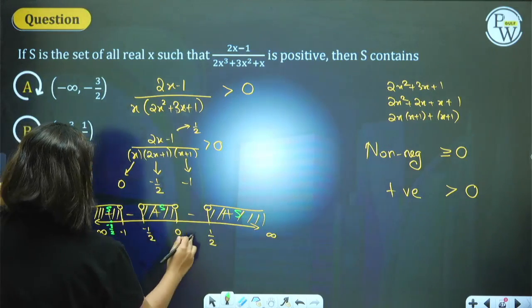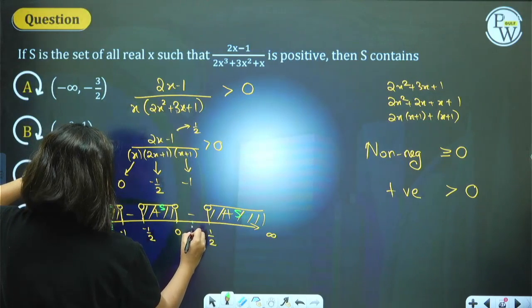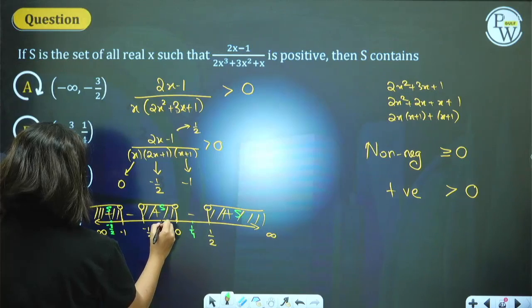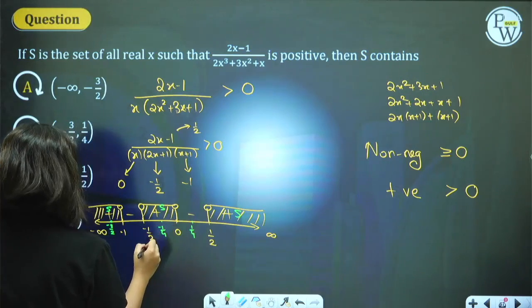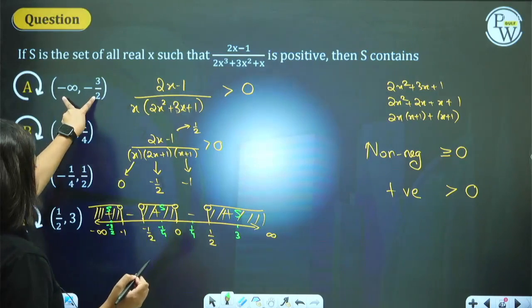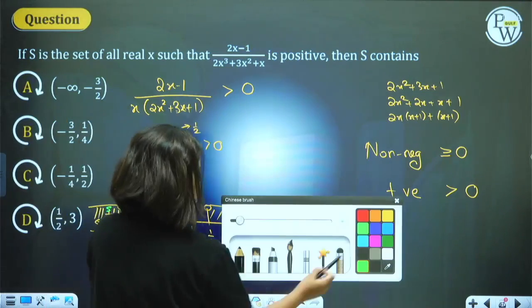Minus 3 by 2 to 1 by 4. Where will 1 by 4 be? Here. And minus 1 by 4 will be here. And then half is here and 3 will be here. Chalo, check. Is the first area within our set?